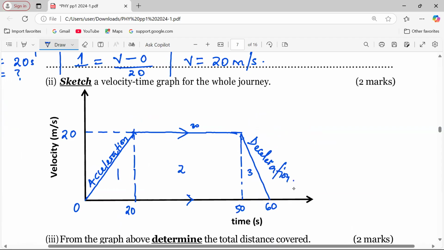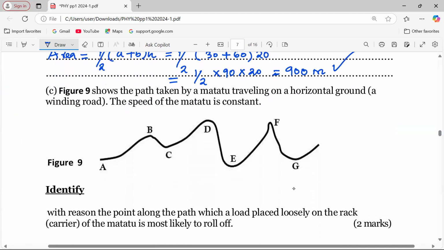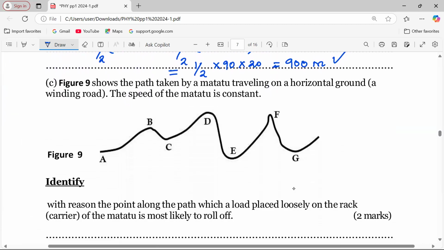This one will be deceleration. That will look at part C now of this wonderful question.